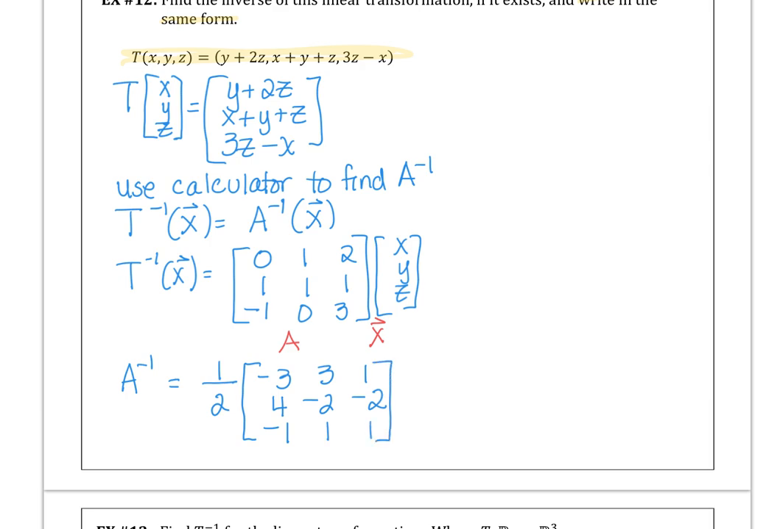And they want us to write that in the same form that we were given. Oh, I'm out of space here. Hold on just a minute. We need more space.